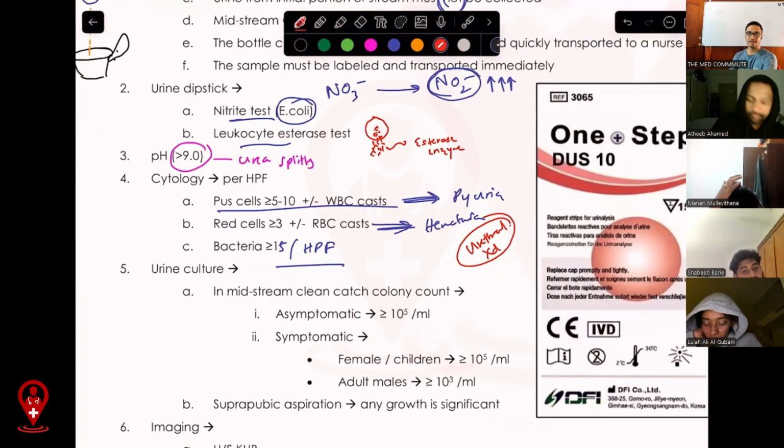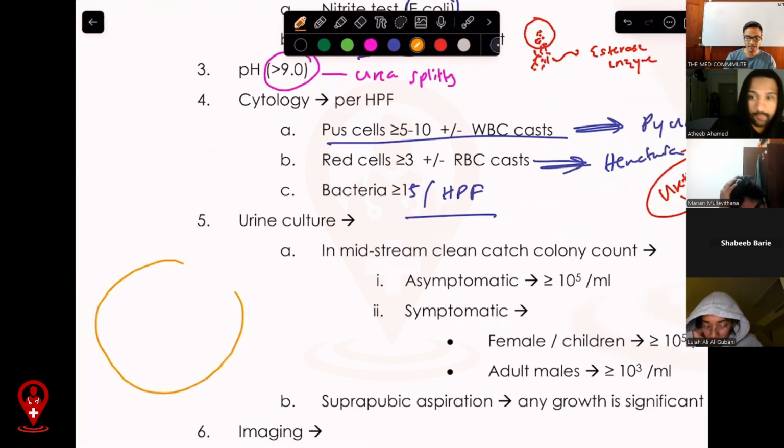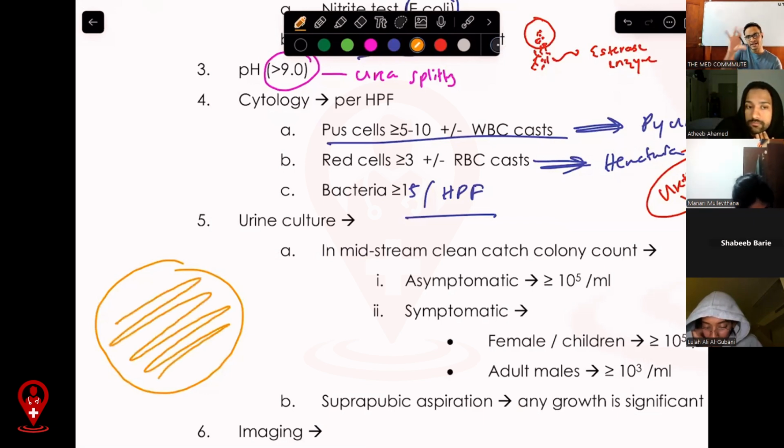Now for the culture and even for the UFR, how are we collecting? Midstream clean catch. When we culture it, guys, what are we going to do? You all know, right? We put it in an agar, or there is a MacConkey medium, right? Agar medium, sheep blood medium, various mediums are there. We put this sample in this. You all know you have to inoculate this way, then turn it 90 degrees again, then inoculate this way, right? You all have done this in your laboratories, I think, second year, I think, right? Inoculation. So this is what we do here.